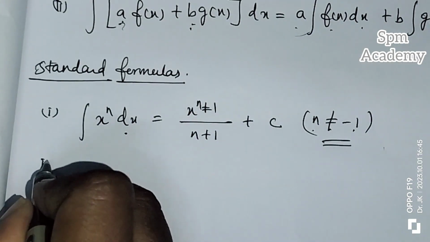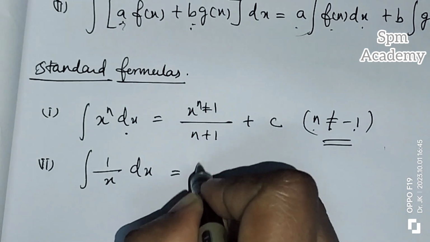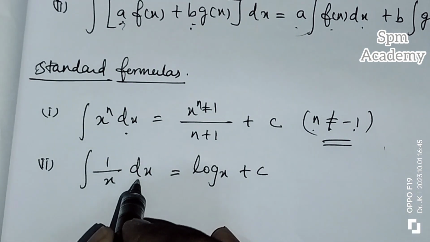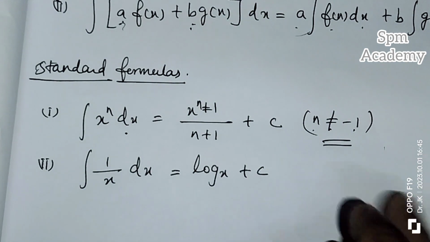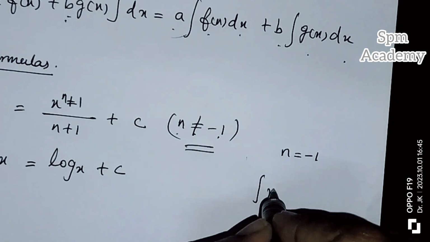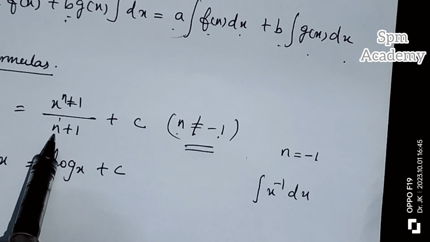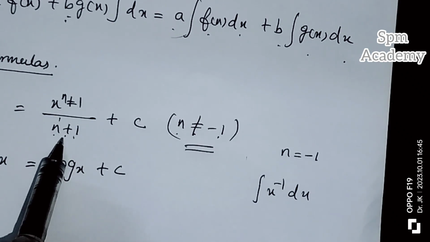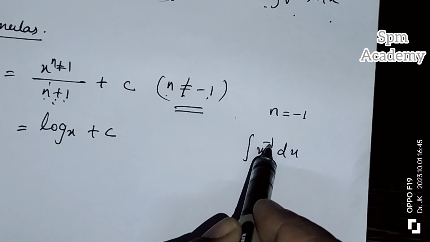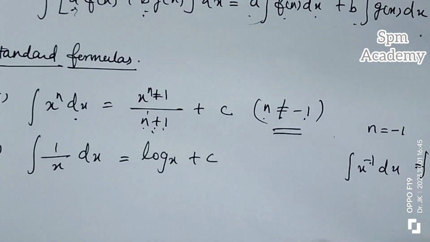And then the second one, integral 1 by x into dx is equal to log x plus c. As I said already, if n is equal to minus 1, we get x power minus 1 into dx. If you apply the previous formula, you will get minus 1 plus 1 is equal to 0, and anything divided by 0 is indeterminate. So if you get x power minus 1 in this integration, that will be integral 1 by x into dx, which is nothing but log x.